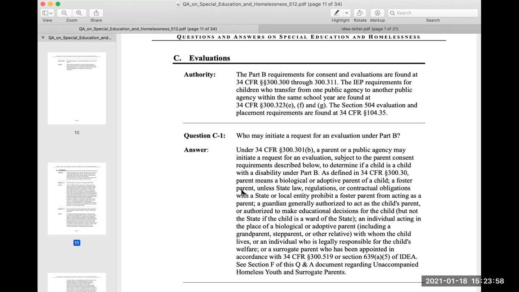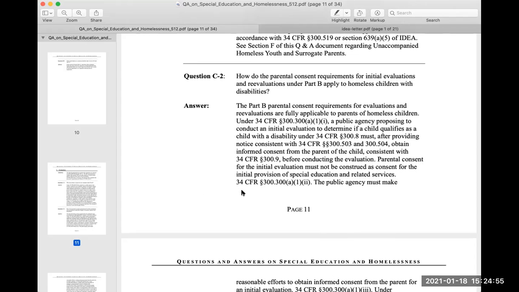As defined in 34 CFR paragraph 300.30, parent means a biological or adoptive parent of a child, a foster parent, unless state law, regulations, or contractual obligations with a state or local entity prohibit a foster parent from acting as a parent, a guardian generally authorized to act as the child's parent, or authorized to make educational decisions for the child, but not the state if the child is a ward of the state, an individual acting in the place of a biological or adoptive parent, including a grandparent, step-parent, or other relative with whom the child lives, or an individual who is legally responsible for the child's welfare, or a surrogate parent who has been appointed in accordance with 34 CFR paragraph 300.519 or Section 639A5 of IDEA. See Section F of this Q&A document regarding unaccompanied homeless youth and surrogate parents.